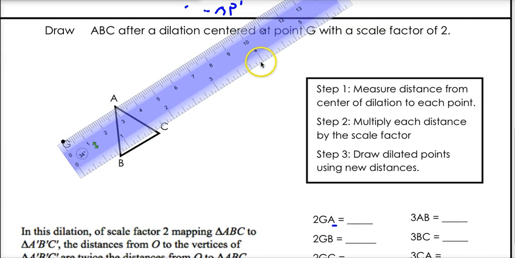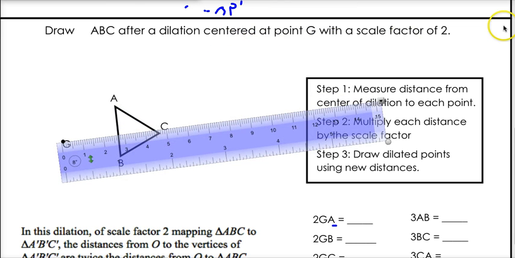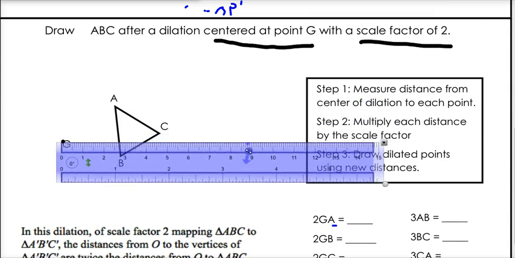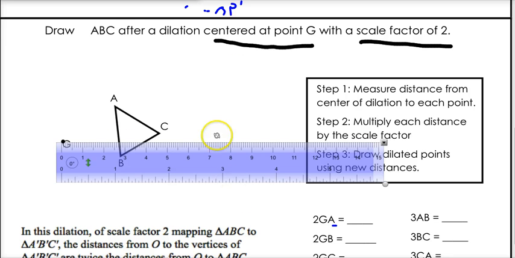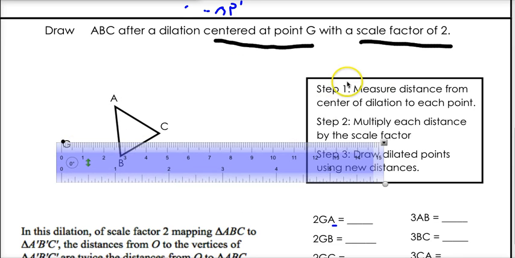Alright, for our second problem, we're going to draw a triangle ABC after a dilation centered at point G and a scale factor of 2. So if you notice here, there's our two main pieces of information. We have our center of dilation, and we have our scale factor. Always need those. That's clutch. Now the way we're going to do this, and you're going to learn, is that you put your ruler and you start it at the center of dilation, which is at G, right? And then you're going to measure the distance away from each of the points, all right? As you can see here, you have your steps.